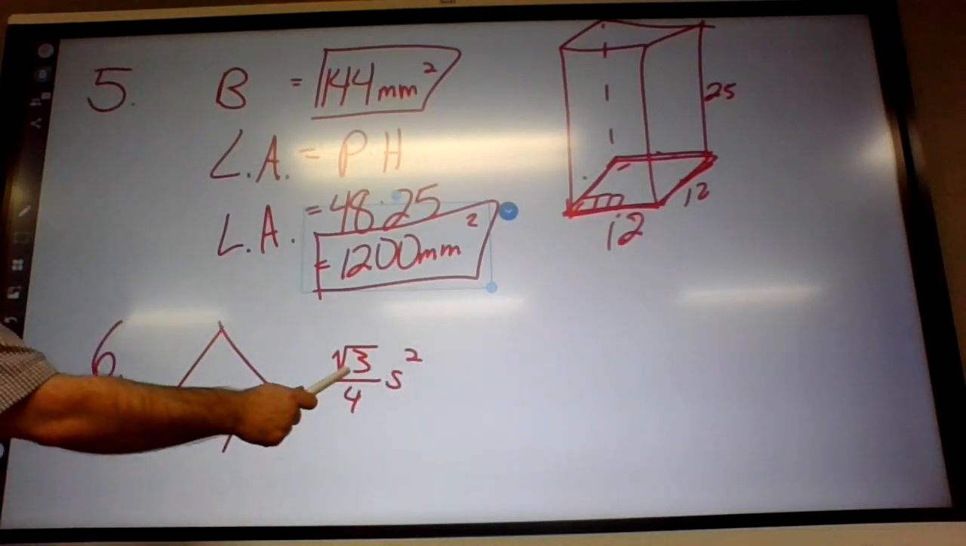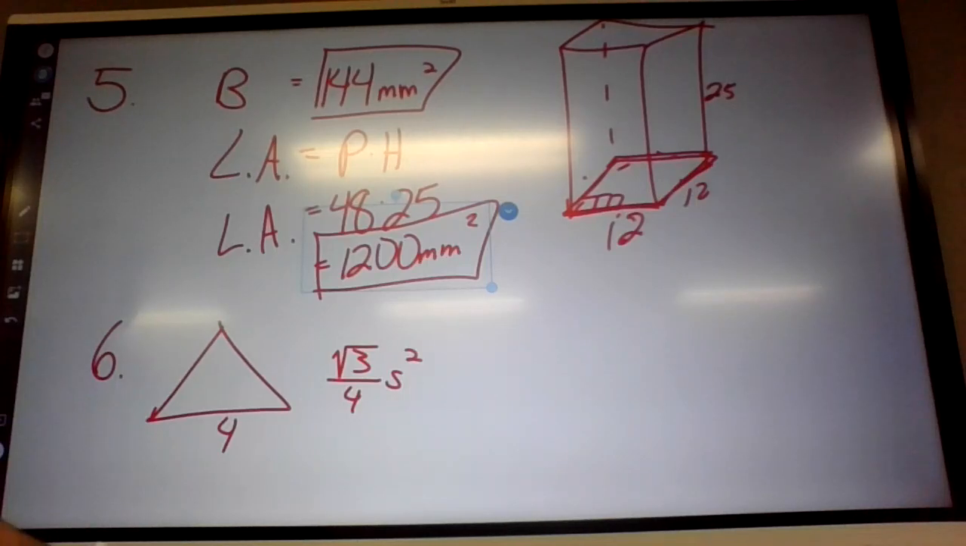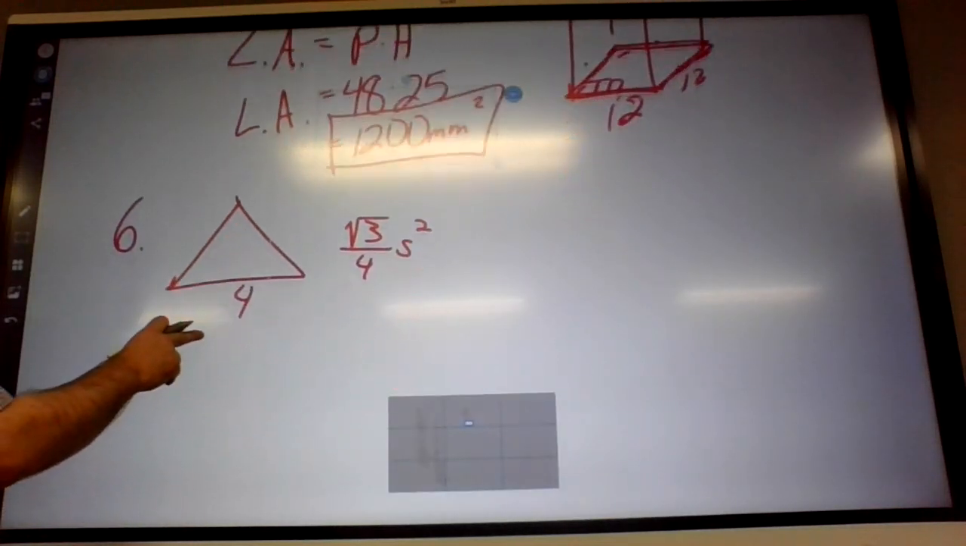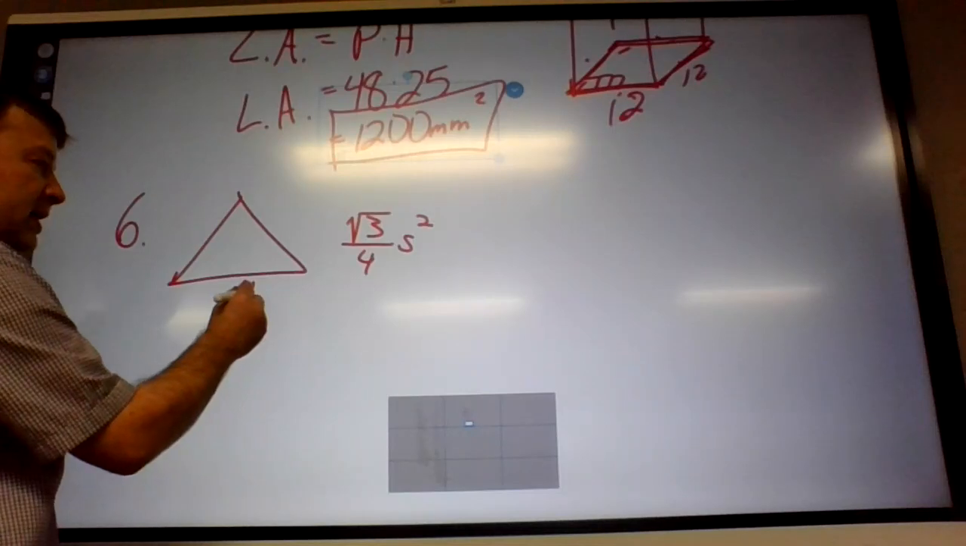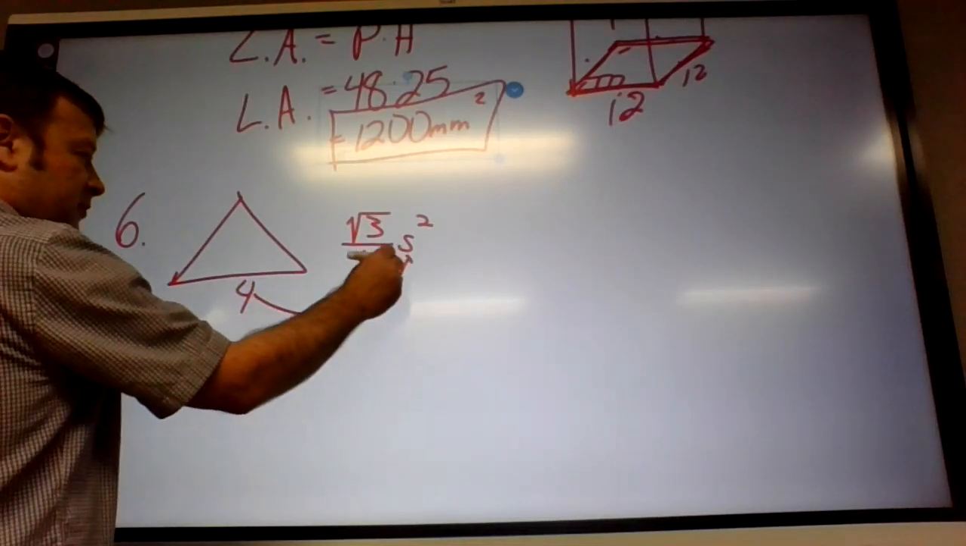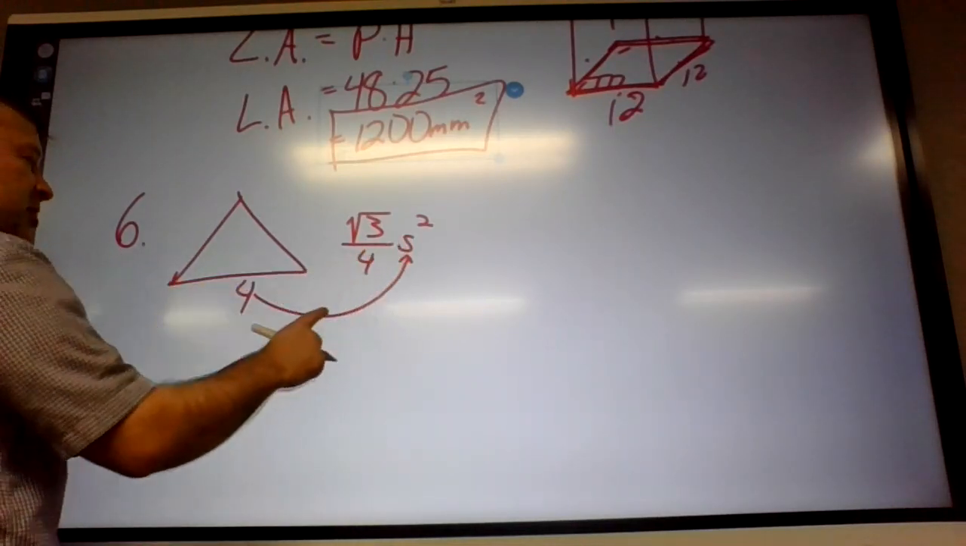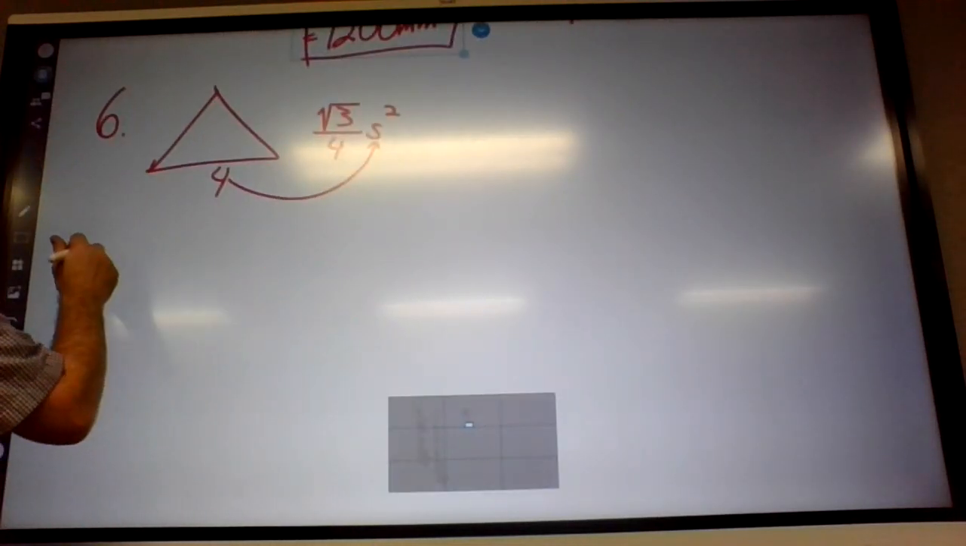Okay, so you can use that for number 6 for the base area: square root of 3 over 4 times side squared. S stands for side, so you plug a 4 right there. That means multiply, it's right next to each other.